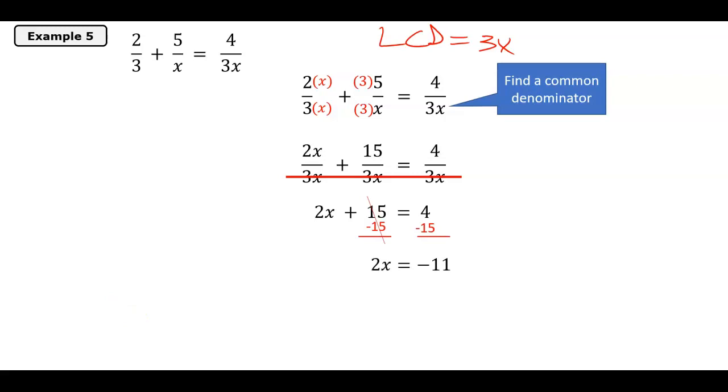Last step. How do I get rid of that 2? 2 and x are being multiplied, so the opposite of multiplying should be dividing, right? So to get rid of that, we divide by 2 and you get.